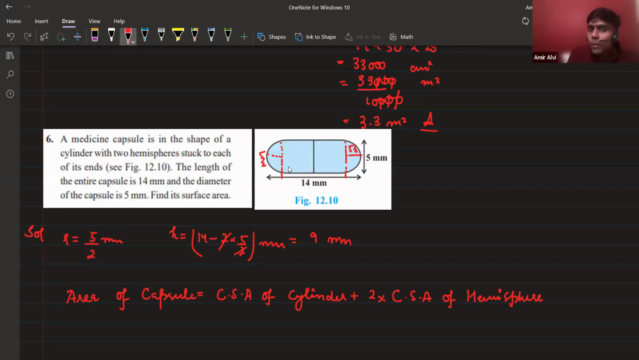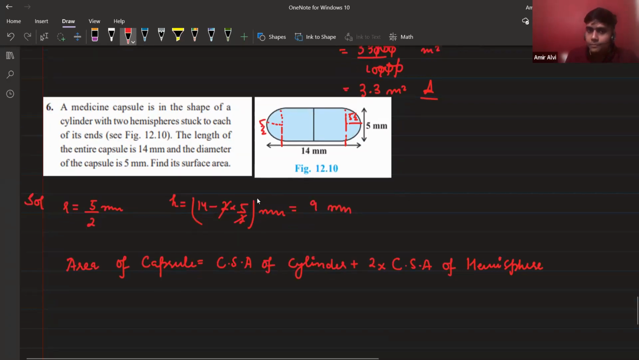Because only the outer part will be calculated to calculate the surface area of the capsule. Because it's completely covered. Is there any base visible to you of any part, hemisphere or cylinder? It's completely covered. I've broken it down so that we can find out how many shapes are there. It's imaginary. Okay, clear?